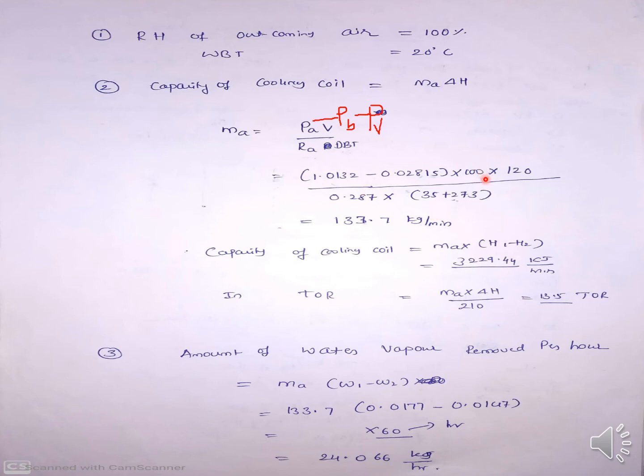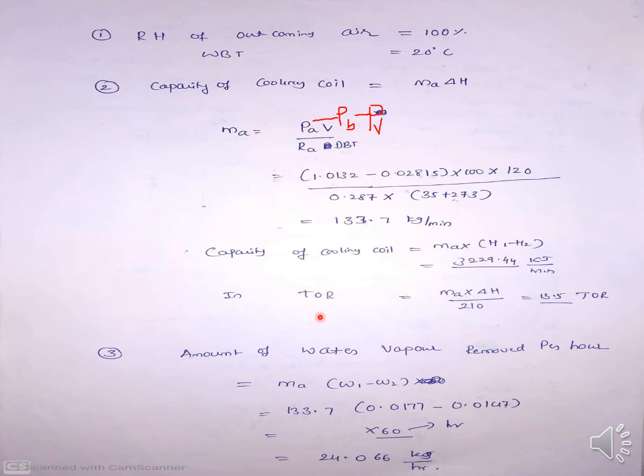So again V is 120. It is given already. So these are in bar, so convert in kilopascals. So 100 I have written here. So RA is 0.287, and this one I have told already to convert in terms of Kelvin. So this is in terms of Kelvin, you will get 133.7 kg per minute. Just check again. So capacity of cooling coil, and this MA is this much. So capacity of cooling coil is equal to MA into H1 minus H2. H1 minus H2 is already known from the chart values from third slide, and MA is calculated here. Substitute here, you will get 3229.44 kilojoules per minute.